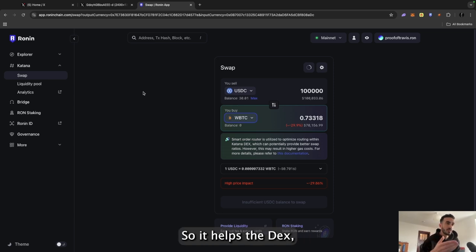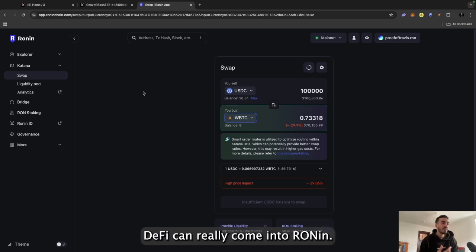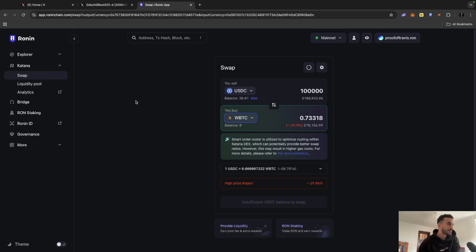So it helps the DEX, which helps traders, which can invite more applications. Now we can have bigger applications connected to Katana. If they need to quick liquidate or quick buy, they're not too worried about price impact. And that's how DeFi can really come into Ronin, and V3 can help that.